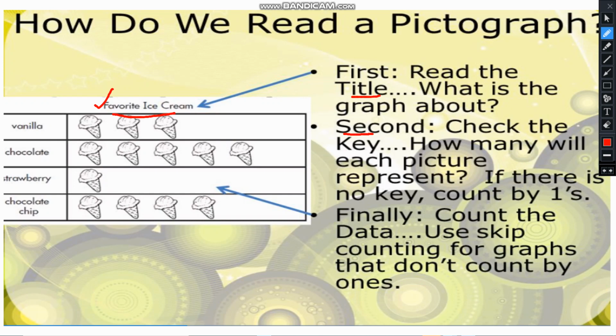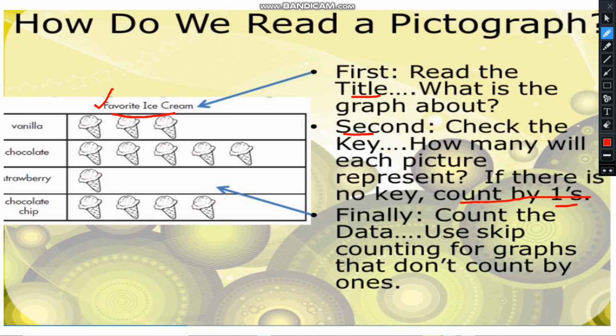So if there is no key, suppose here we cannot see any key mentioned, then we count by the ones. If there is a key, like one ice cream is equal to 2 people, then we use the key. But if there is no key, then remember we have to count by ones. Then count the data. Use skip counting for graphs that don't count by ones. So we can use skip counting if the graph is not being counted by ones.